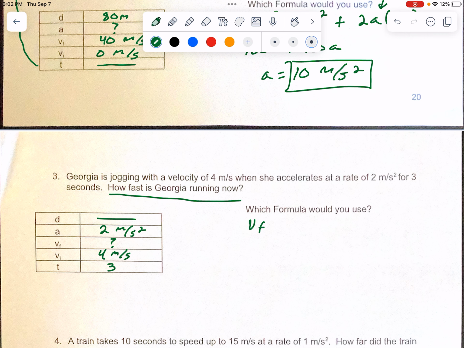So VF equals VI plus AT. Okay, so VF was 4. I'm sorry, we don't know VF. My apologies on that. So we don't know VF. VI is 4 plus A, which is 2, and my time is 3. So that's just going to be some basic math. So my V final is going to be 10 meters per second.